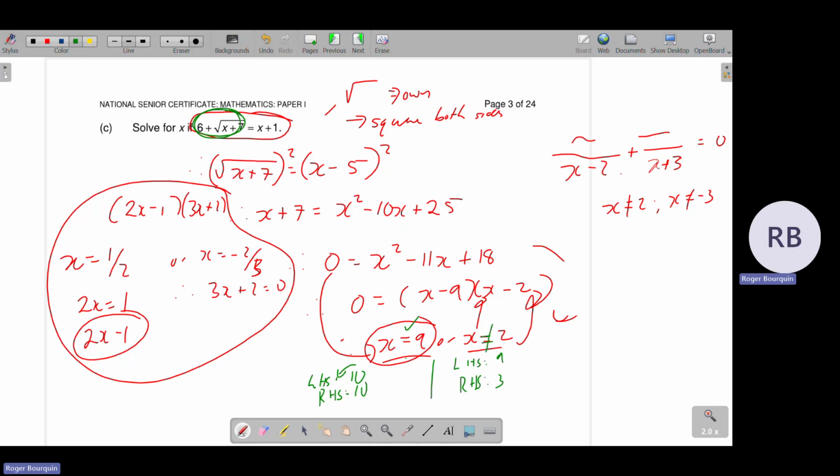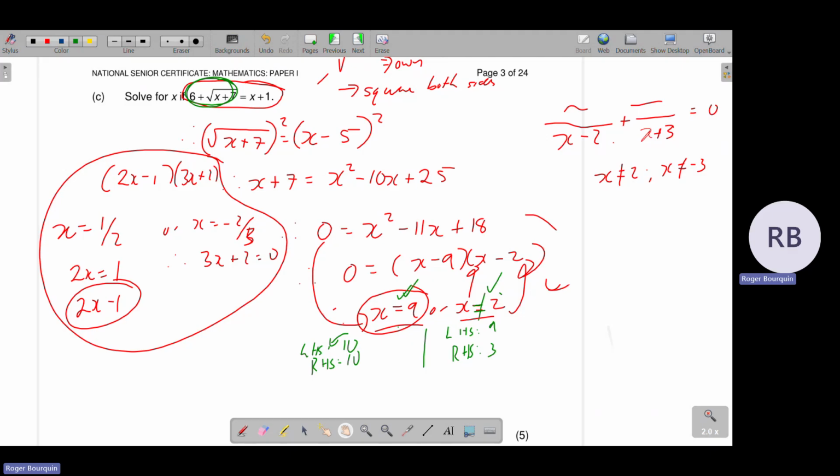So the mark is allocated. You get 1 mark for each of those steps. Okay. If you didn't write the mark, you get 1 mark. Right. Are we happy with that, guys? Okay. Give yourself a mark.